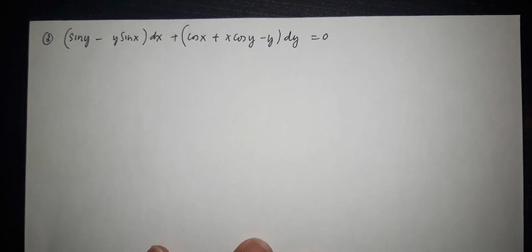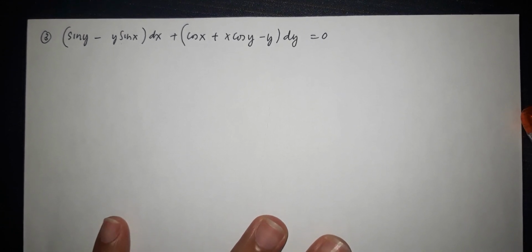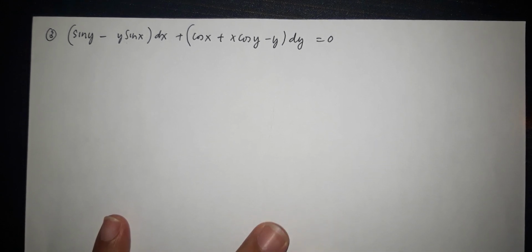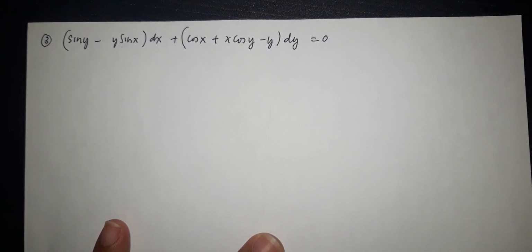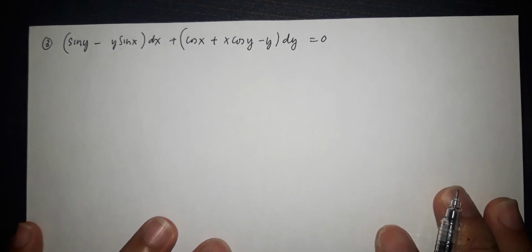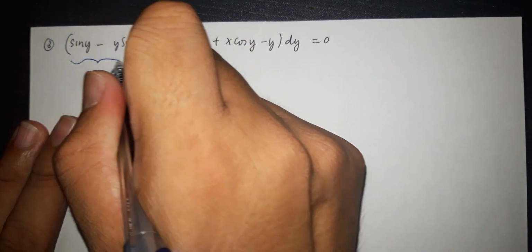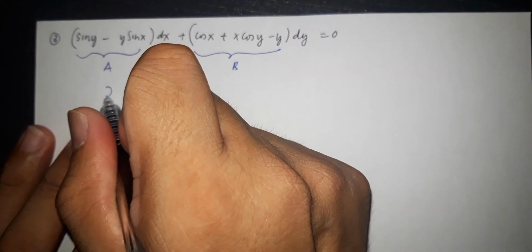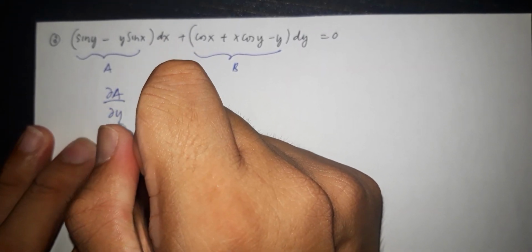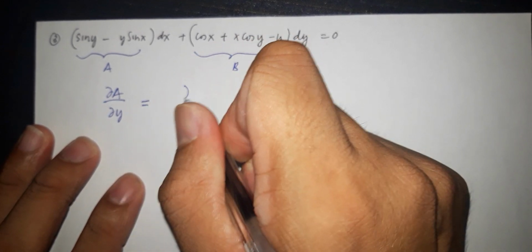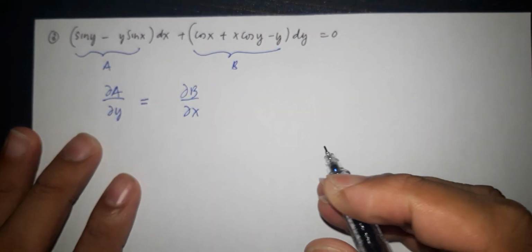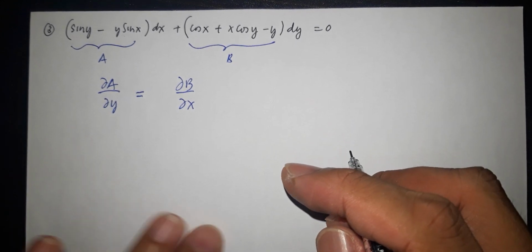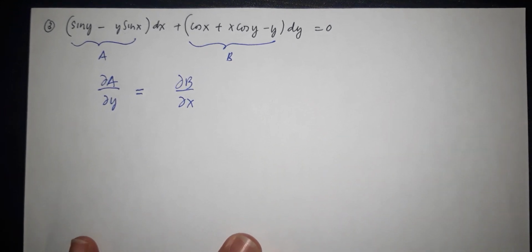Solve another problem. (sin y - y sin x) dx + (cos x + x cos y - y) dy = 0. So, let us try to test the exactness of the given equation. We have A, we have B. It has to satisfy that the partial derivative of A with respect to y must be equal to the partial derivative of B with respect to x, before we proceed to the formulas or the steps that we need to do.